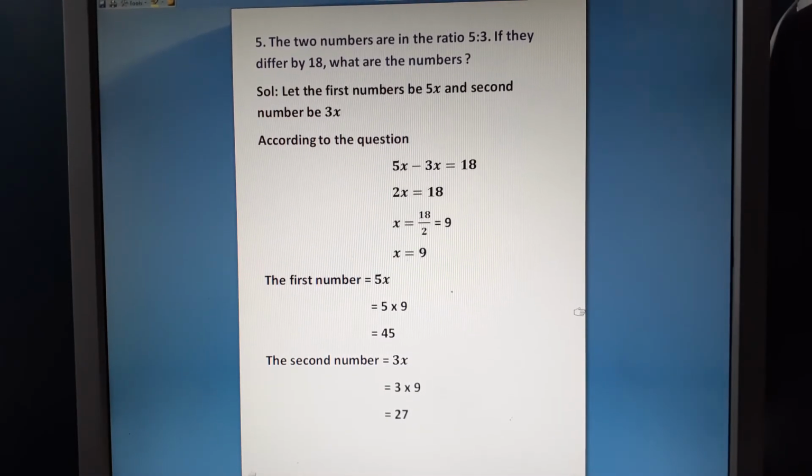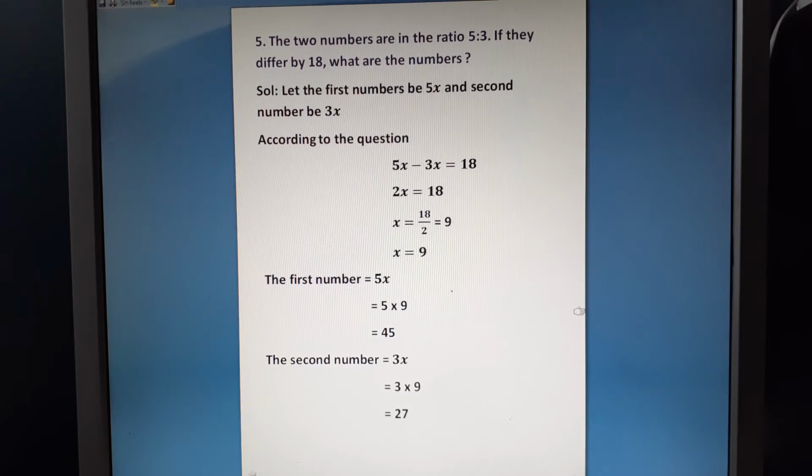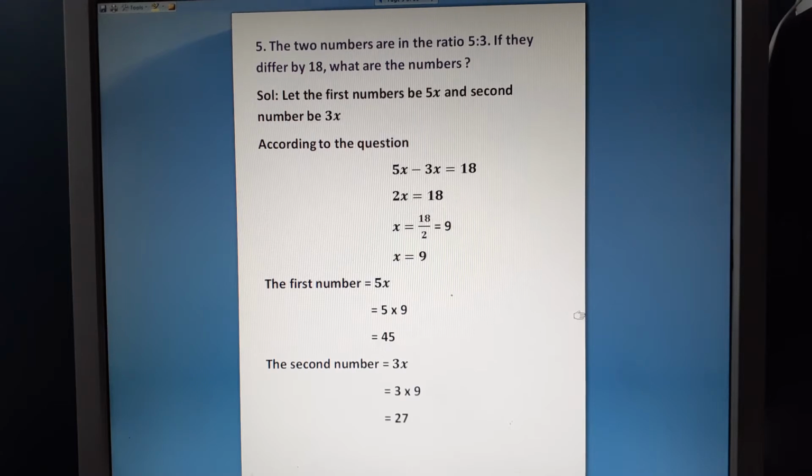Fifth one. The two numbers are in the ratio 5:3. If they differ by 18, what are the numbers? Solution. Let the first number be 5x and the second number be 3x. Why do we take 5x and 3x here? The ratio is given, so the first number is 5x and the second number is 3x. According to the question, they differ by 18. So 5x and 3x differ by 18.